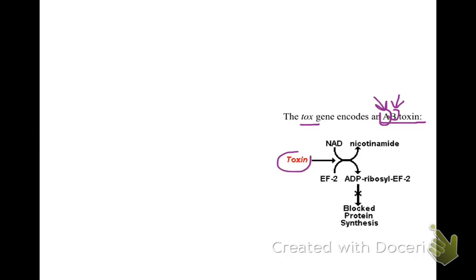So once the toxin is in the cell, what it does in this particular case is it takes host NAD and it binds to elongation factor 2, and it takes the ADP ribose group from NAD and transfers it to elongation factor 2, modifying it in such a way that it can no longer function in protein synthesis.